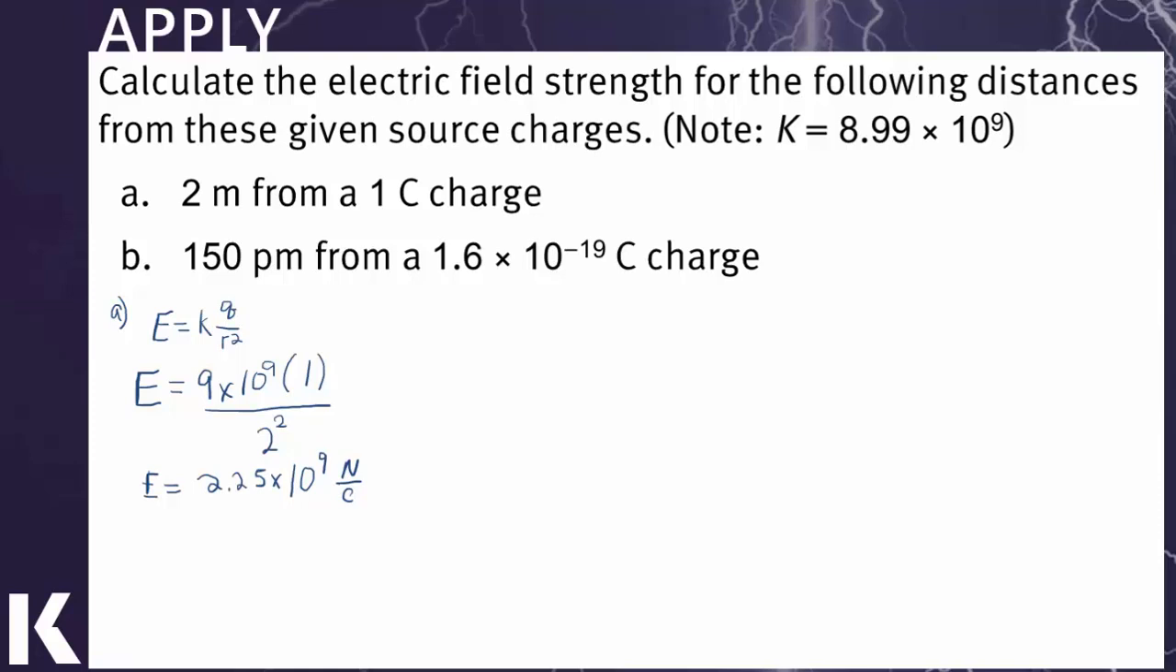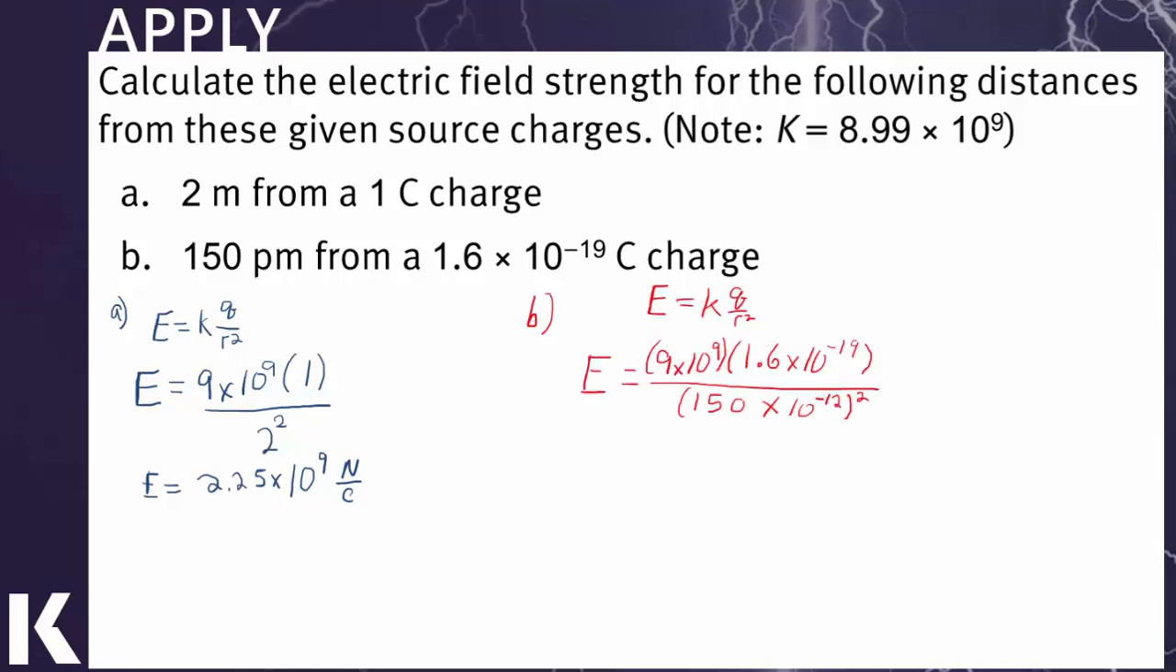We're going to use the exact same equation for part B. The only difference is now we're dealing with more realistic numbers. A coulomb of charge is pretty large. One electron or one proton is 1.6 times 10 to the minus 19 coulombs. And usually, if we're in the atomic world with protons and electrons, we're at a small scale. So 150 picometers is 150 times 10 to the minus 12 meters.